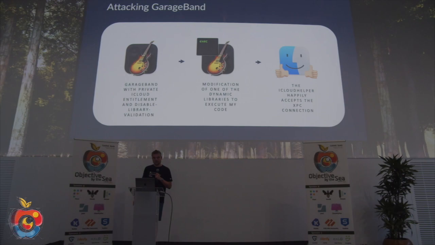Okay, so now where can we inject our malicious code? It turns out that GarageBand has a private iCloud entitlement and disables library validation. Modifying one of those dynamic libraries that GarageBand loads will give us the privileged context of GarageBand with that private iCloud entitlement. And with that knowledge, we will be able to use the code I showed you to successfully connect to the iCloud helper.